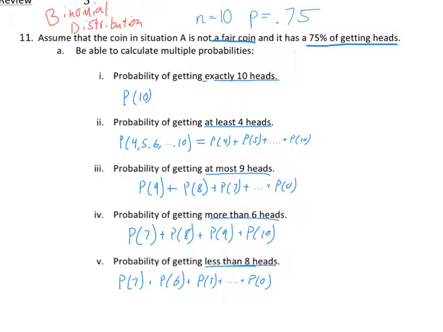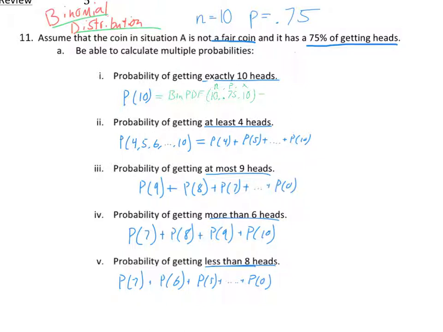Now, when it comes time to actually calculate these probabilities, again, because we're dealing with a binomial distribution, we can use the binomial function built into the calculator. So this probability of exactly 10 can be solved by using the binomial PDF function in the calculator. When you calculate that binomial PDF, it's asking for 3 things. It's asking for the number of trials, in this case 10, the probability of success, 0.75, and the number of successes we're looking for, or 10. Again, this is going to be the number of trials, or n, p, the probability of success, and then the number of successes we're looking for.